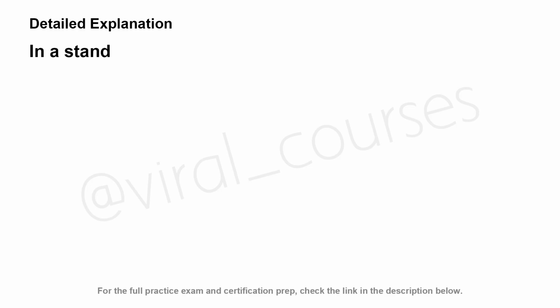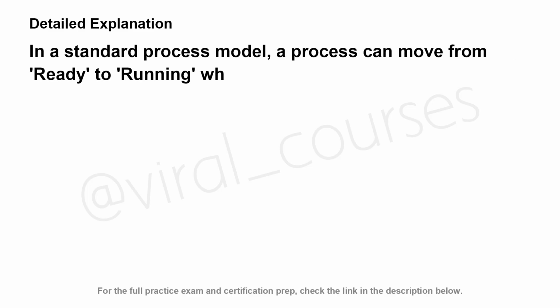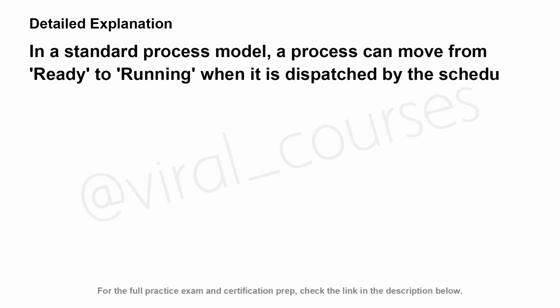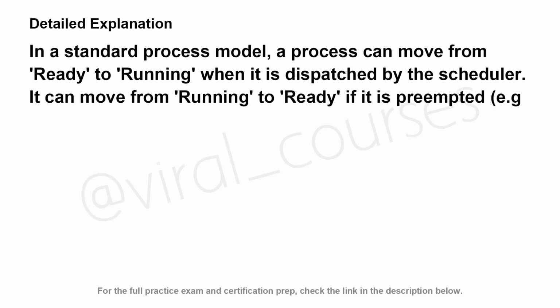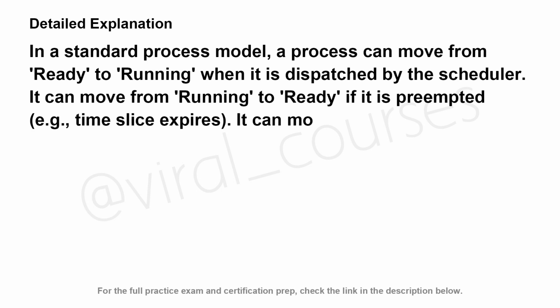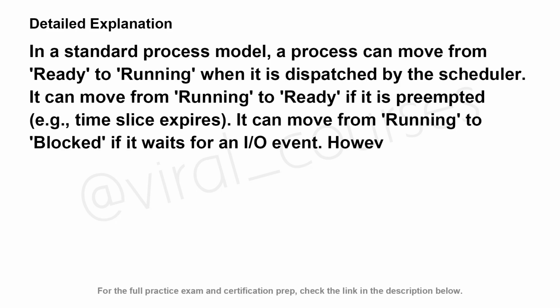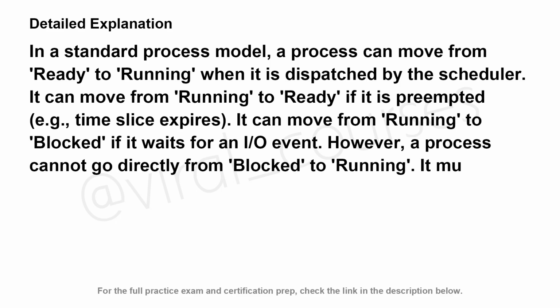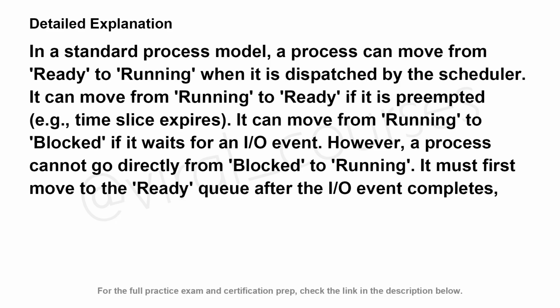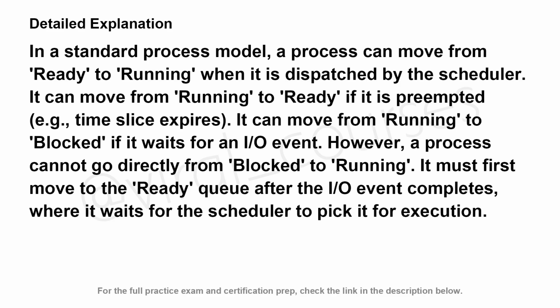In a standard process model, a process can move from ready to running when it is dispatched by the scheduler. It can move from running to ready if it is preempted, e.g., time slice expires. It can move from running to blocked if it waits for an I/O event. However, a process cannot go directly from blocked to running. It must first move to the ready queue after the I/O event completes, where it waits for the scheduler to pick it for execution.